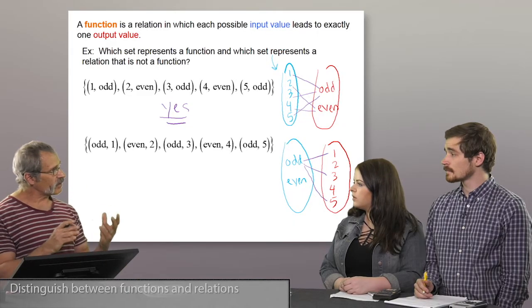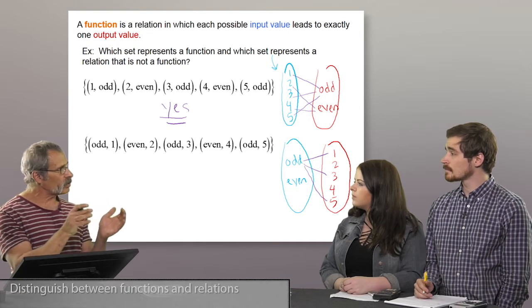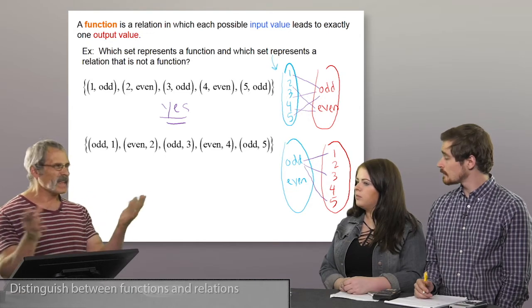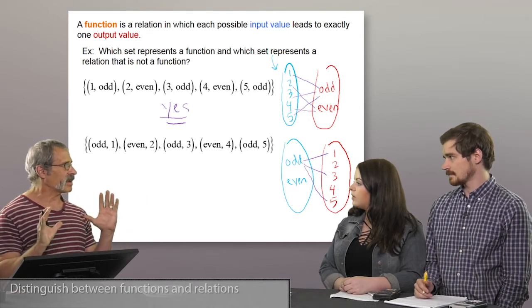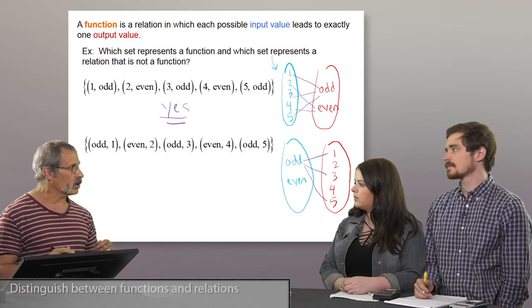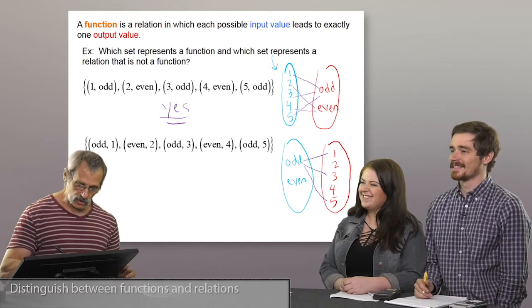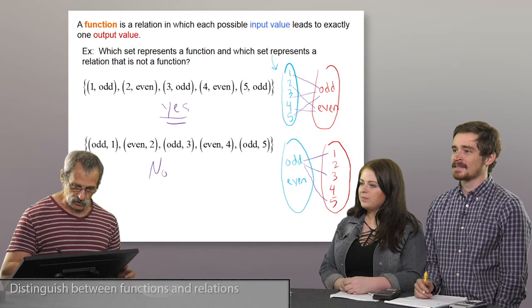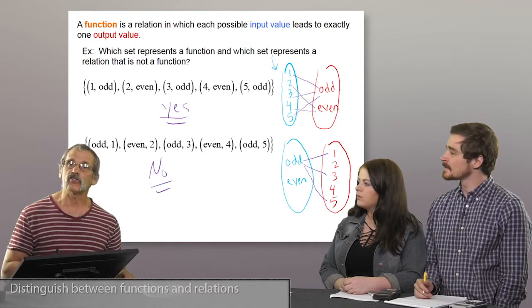This relation is not a function because this input is sent to how many outputs? 3. How many are they allowed at most? 1. Brings us back to uh-oh, right? So here the answer would be no. This is a relation that is not a function.